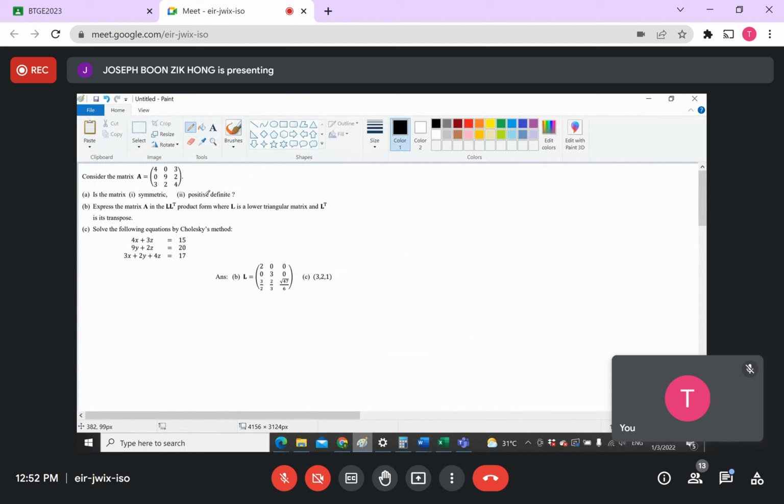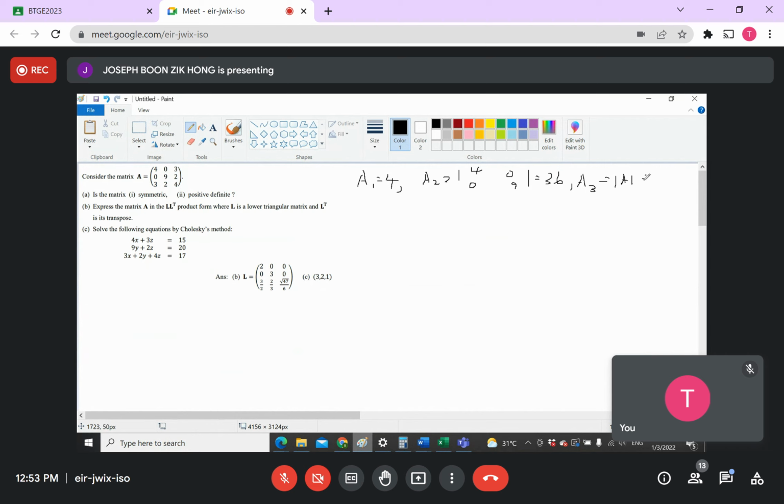Okay, so first one, this is a matrix. So this is because you cut the line 4, 0, 3, 0, 9, 2, 3, 2, 4. So it's symmetric. Okay, A1 will be 4. A2 is 4 times 9, which is 36. A3, sorry, will be the modulus of A.